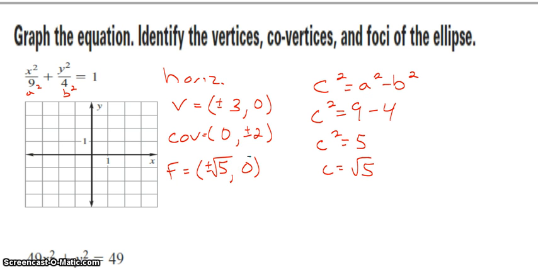Just tell me that in this case, your focus is at positive or negative square root of 5, and we're good. So, for my vertices, they're at positive negative 3 on the x-axis. Co-vertices are at positive negative 2 on the y-axis. Try not to make it look like a diamond, but if it does, I'll know what you mean. And that's our graph.